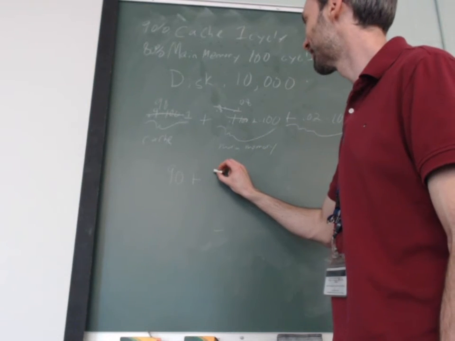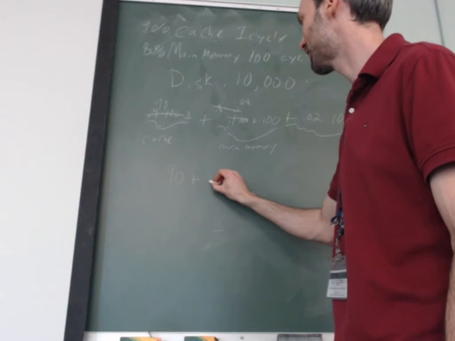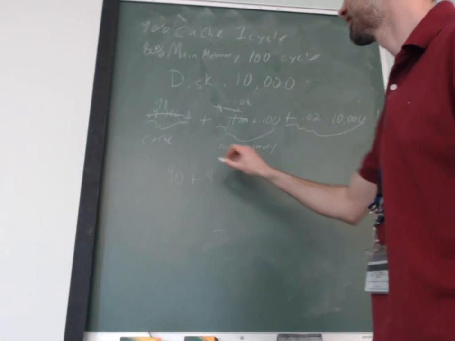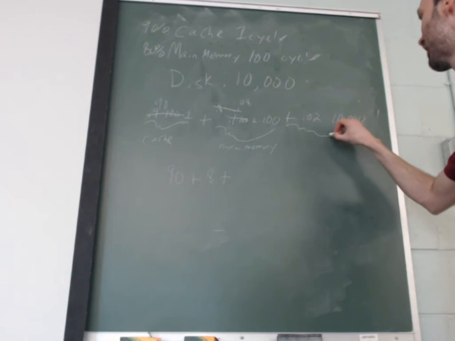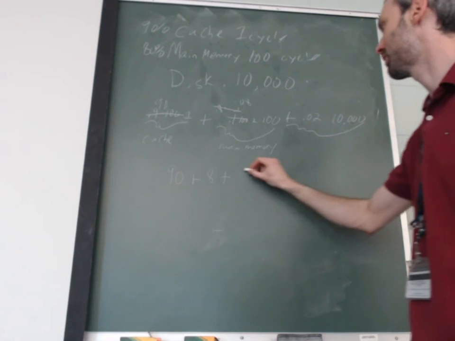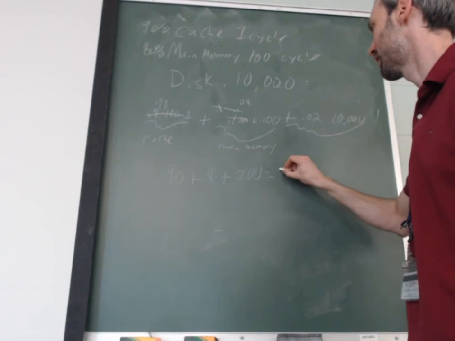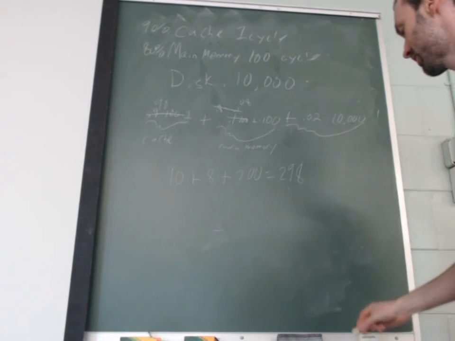Yeah, it's interesting. Let's see, 0.08 plus 8. And then 2,000 times 2 plus 200. So that should be 298 by my calculations.